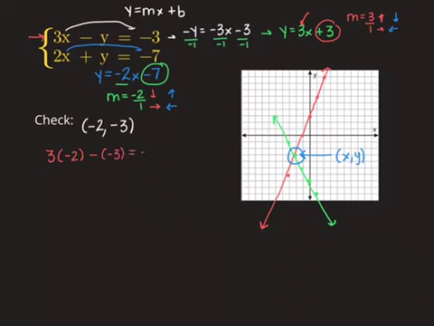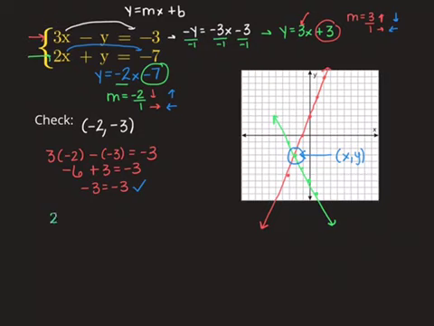And I want to know, does that equal negative 3? So this gives me negative 6. This becomes a plus 3. Is that equal to negative 3? And it is, so I know it works in this equation. And then I'll plug it into the bottom equation.